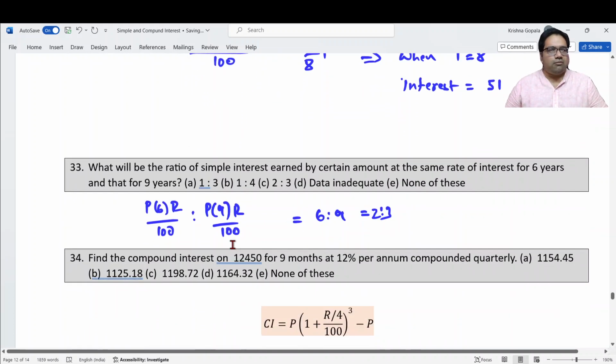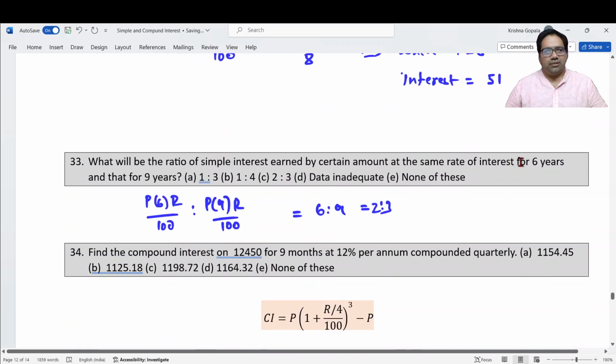Right. What is the ratio of simple interest on a certain amount at the same rate for 6 years and for 9 years? What is PTR by 100? P into 6 into R by 100 for the same interest rate, right? Is to P into 9 into R by 100. So 6 is to 9 equal to 2 is to 3.